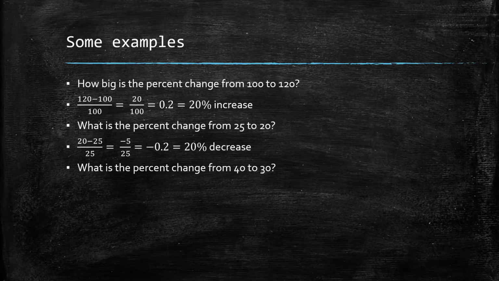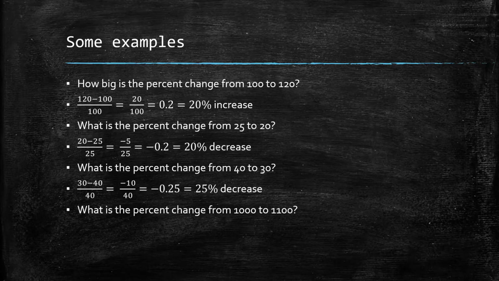All right, here's one for you to try. Try to find the percent change going from 40 to 30. Okay, so you take 30 minus 40 over 40, because our original number was 40, so that's the one we used twice. That'll get you -10 over 40, which is the same thing as -0.25. We know that 0.25 is the same as 25%, and it was a negative number, so we have a 25% decrease.